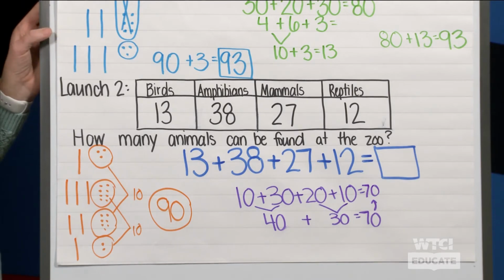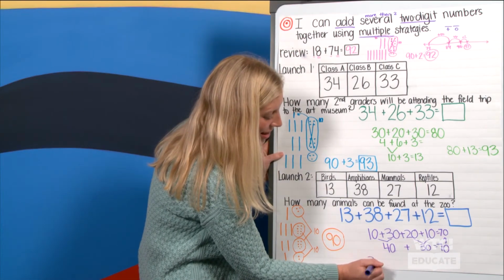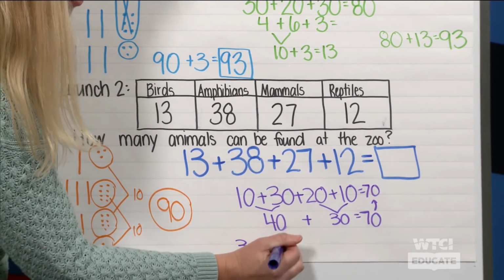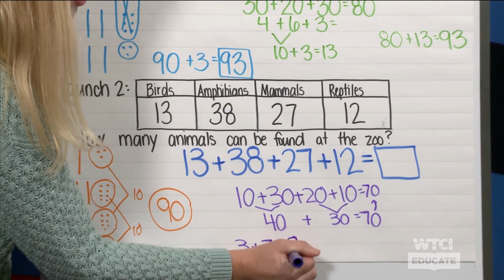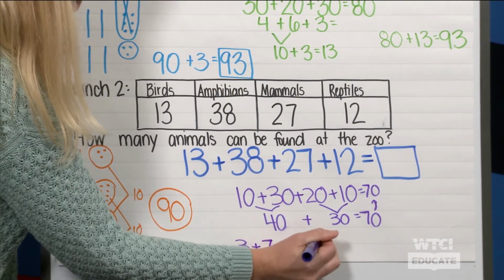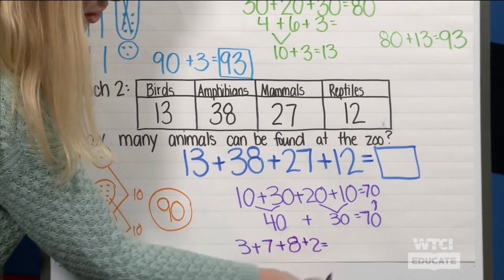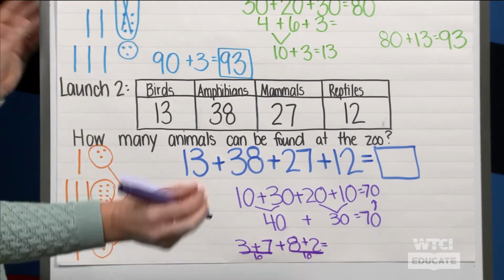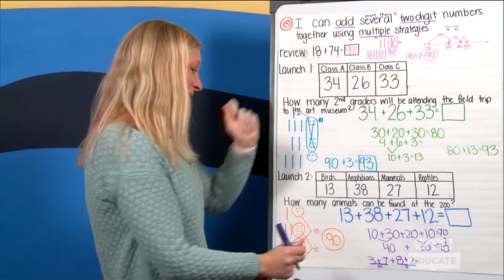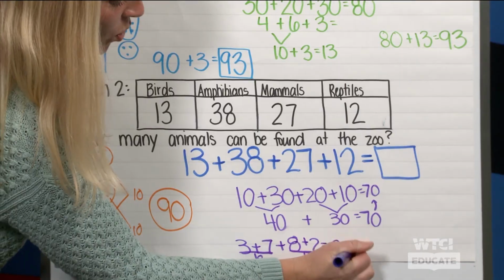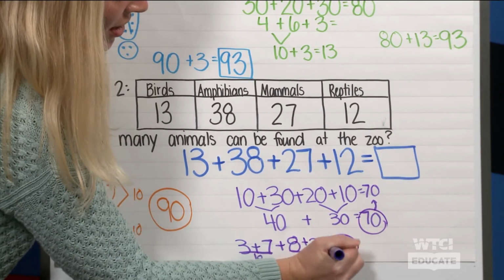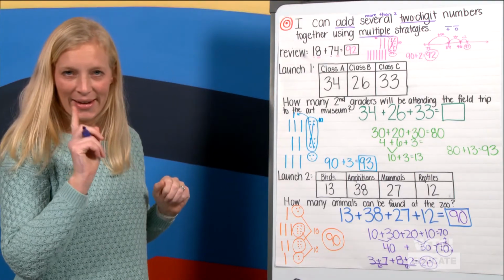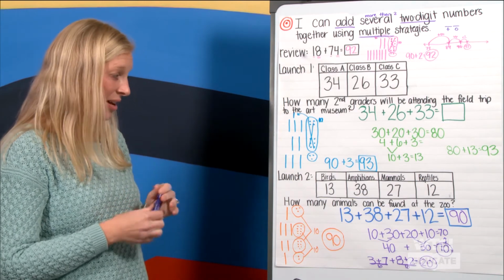How would you set up your ones? I was thinking that same thing. Choosing my 3 from 13, my 7 from 27, my 8 from 38, and my 2 from my 12. Why would I do that? If we can make a 10, because 10s are friends, 10s are friends. And now I have 20, and we know that 20 and 70 are 90.